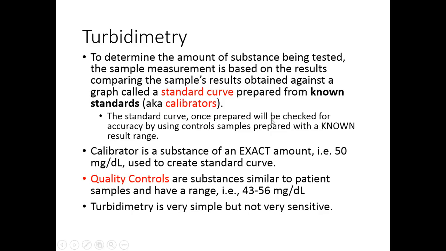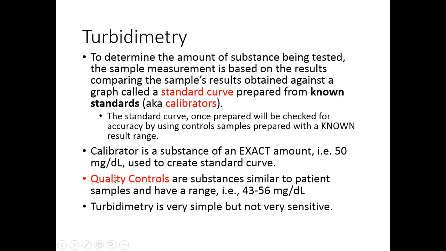When you prepare a standard curve, it's important to remember that it's prepared from known standards, which are known as calibrators. The difference between a calibrator and quality control is that a calibrator comes to us, and the manufacturer has told us the exact amount of whatever it is that we're measuring. That is, it's exactly 50 milligrams per deciliter.